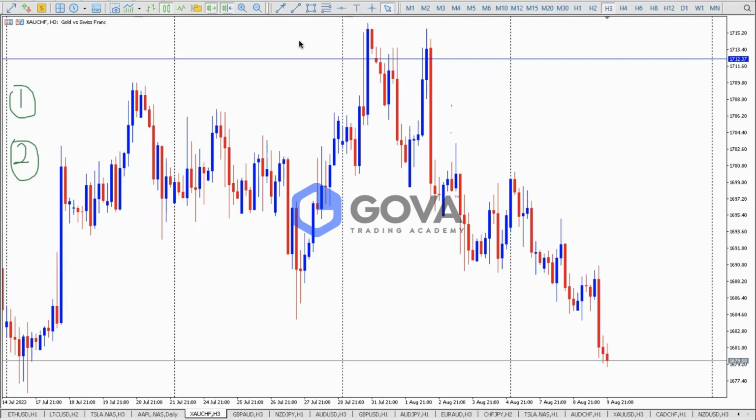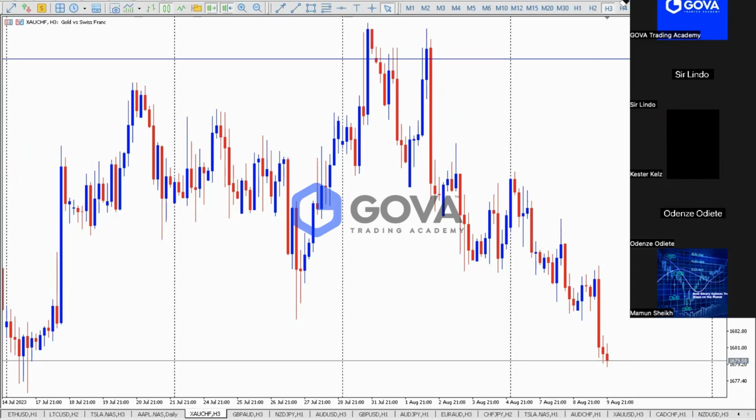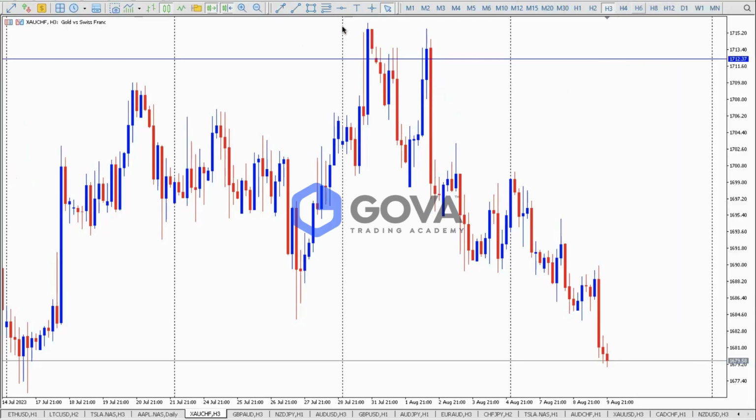Now, on the D1 time frame, what are we going to be looking for? Let's look at what we are going to be looking for. If it is a sell alignment, whenever you switch to the D1 time frame, you should only be looking for a bearish candlestick. However, if it is a buy alignment, whenever you switch to the D1 time frame, you should only be looking for a bullish candlestick. All right.